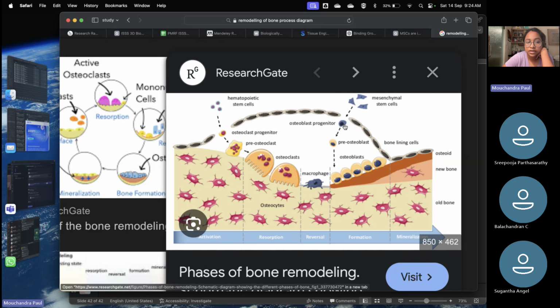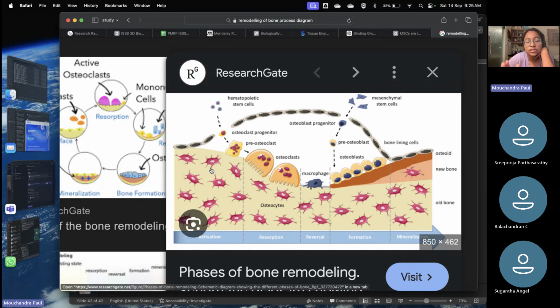They differentiate and form the osteoblast cells. Whereas osteoclast cells are actually formed from the hematopoietic stem cells. One of the daughter cells of hematopoietic stem cells fuses with a cell type coming from mesenchymal stem cells, and from that the pre-osteoclast and then osteoclast cells are formed. So these are the origins of the cell types.